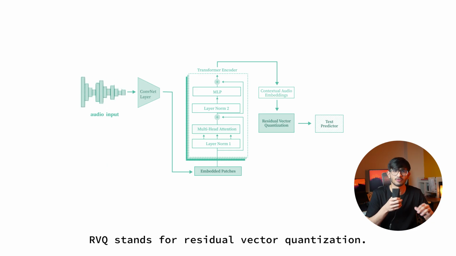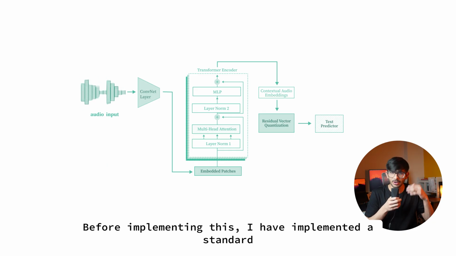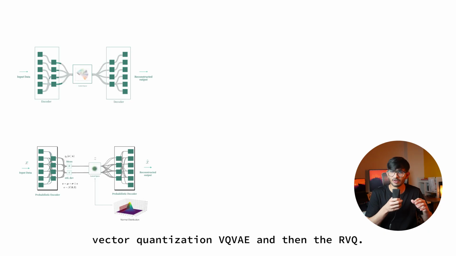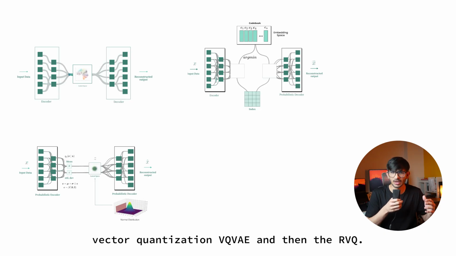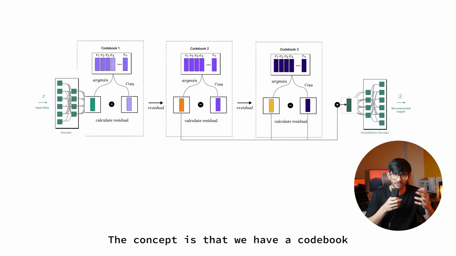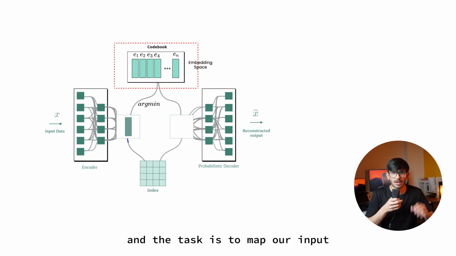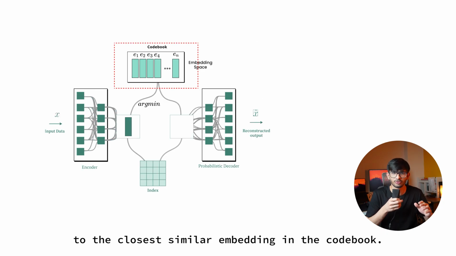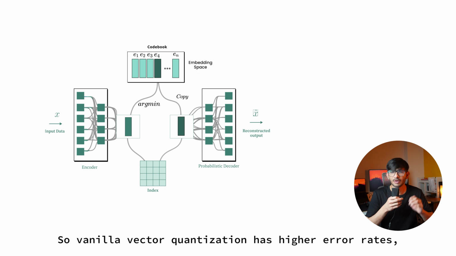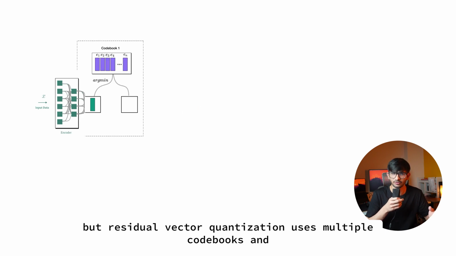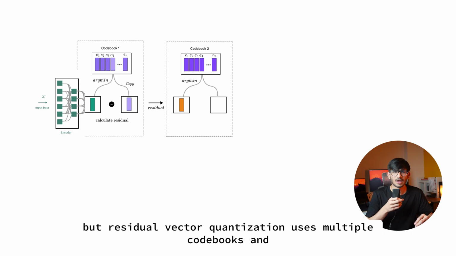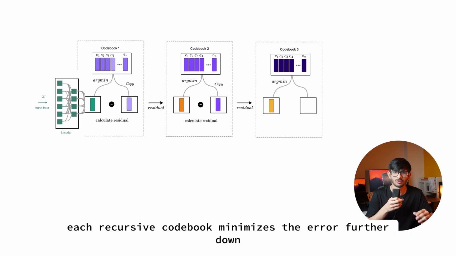RVQ stands for Residual Vector Quantization. Before implementing this, I implemented the standard vector quantization, VQ-VAE, and then the RVQ. The concept is that we have a codebook, and the task is to map our input to the closest similar embedding in the codebook. Vanilla vector quantization has higher error rates, but residual vector quantization uses multiple codebooks, and each recursive codebook minimizes the error further down the line.